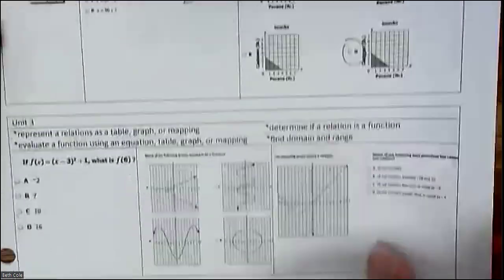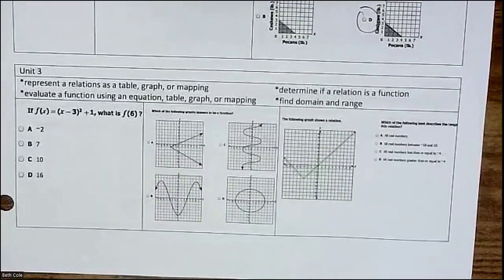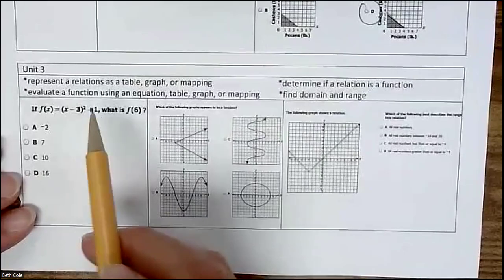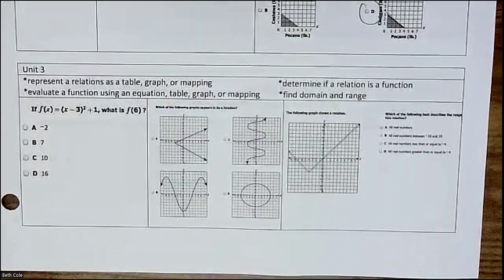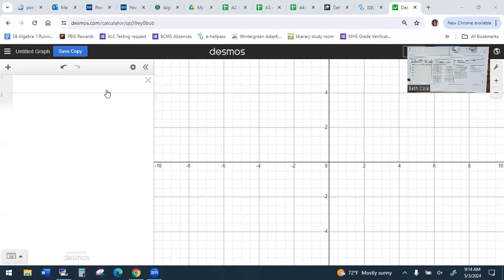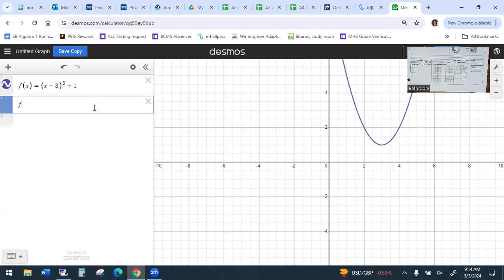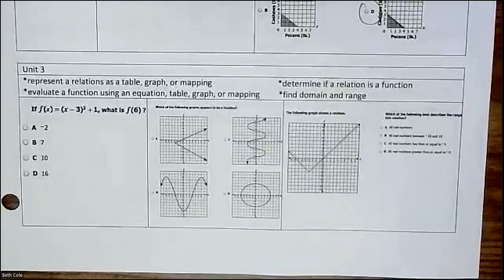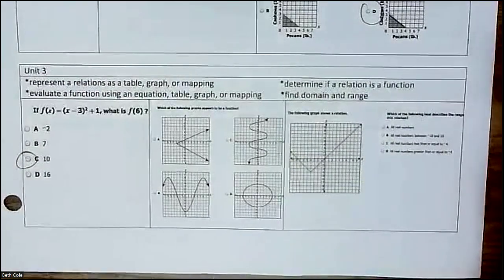All right, unit 3. So these were all your function notations. For this one, you're gonna type it in. Let me share my screen. Your first instinct should be, how do I type this in? We're gonna do f of x equals (x minus 3) squared plus 1. Then down here, we're gonna put f of 6. What's the answer? 10. Type it into Desmos. What letter is that? C is in coconut.